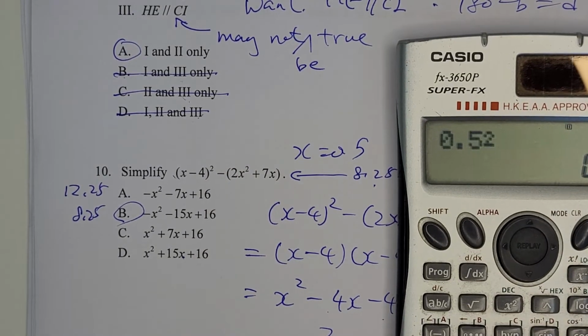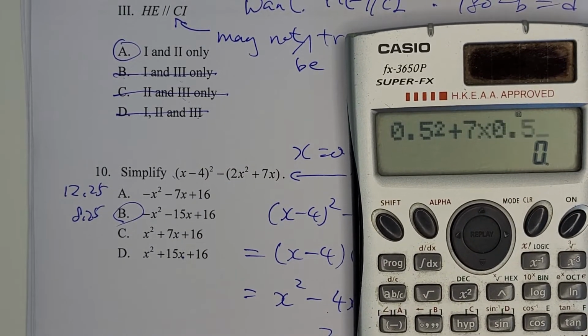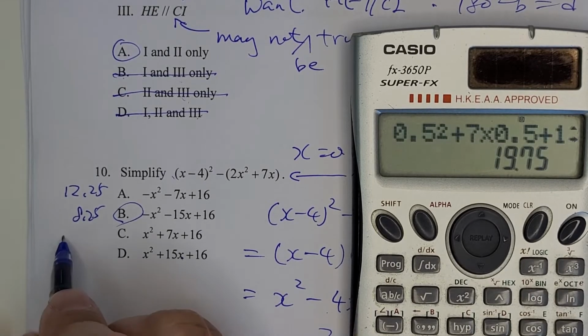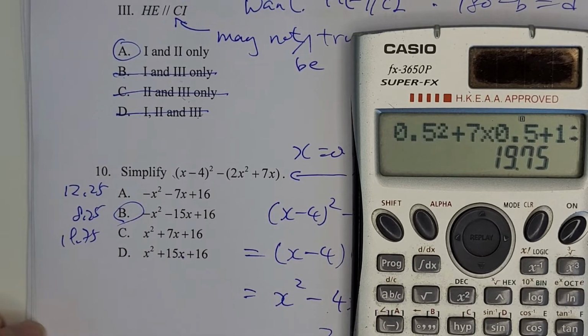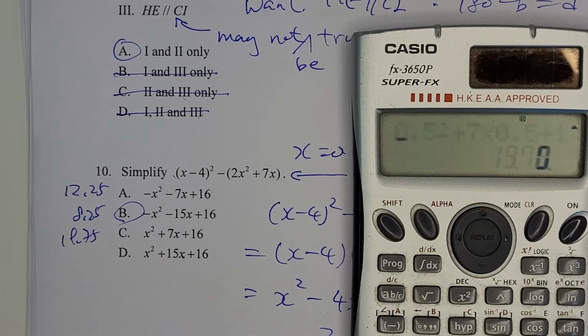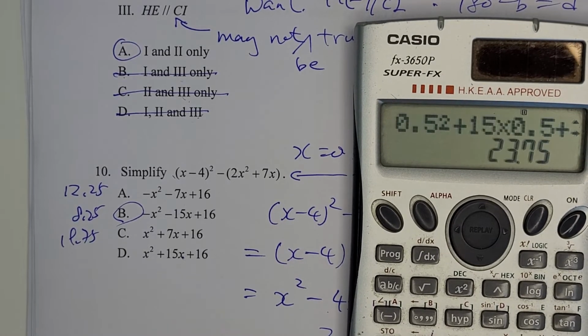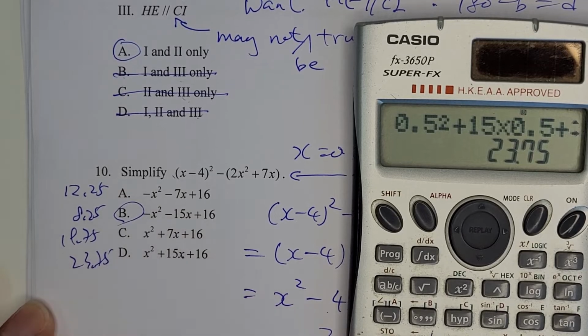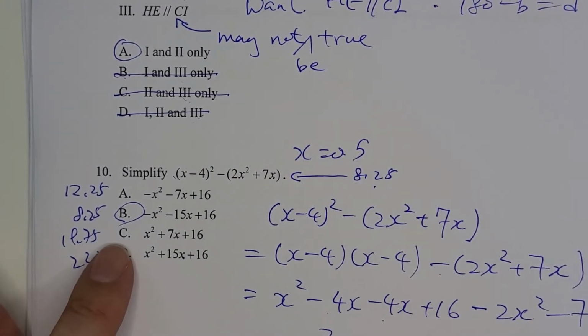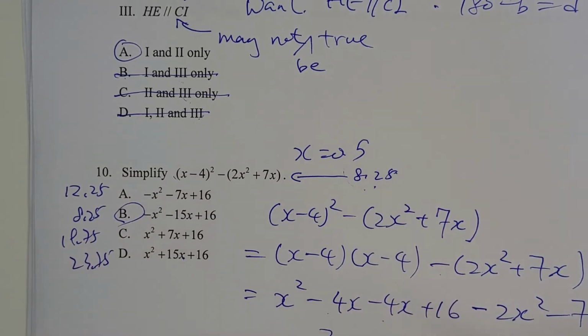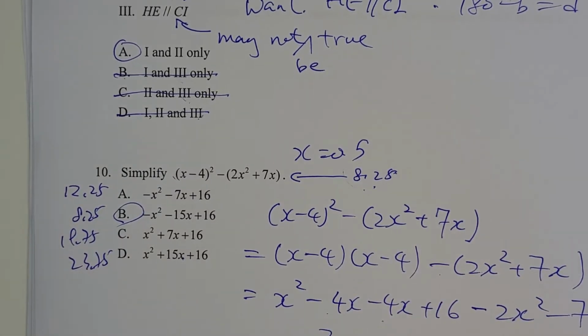0.5 squared plus 7 times 0.5 plus 16, 19.75. Okay, not the answer. And finally D, you will know this is not the answer too, because it's much bigger than 19.7 something, but still try, don't worry. So that's 23.75. So you can see that only B would match with the question, so the answer is B. That's the method, we call it the method of substitution. That's the very powerful MC technique, okay?